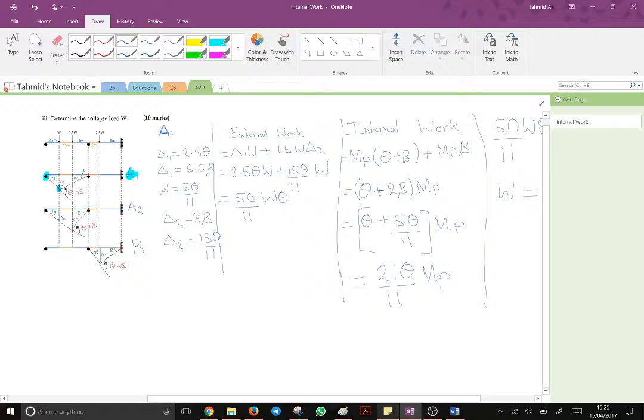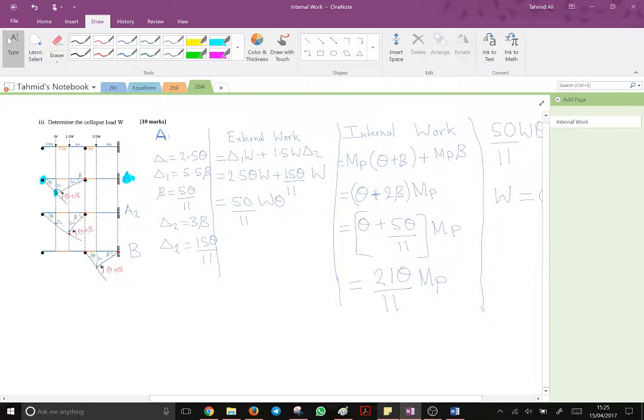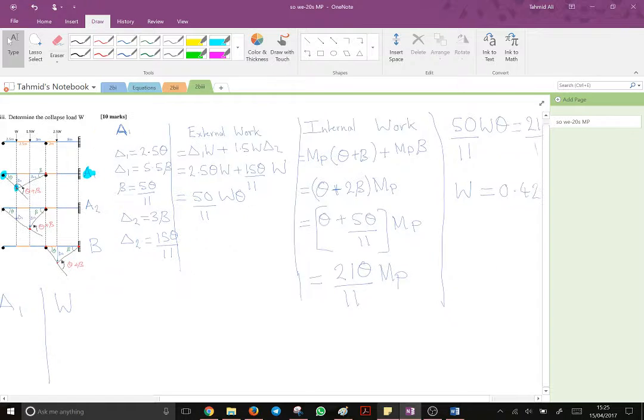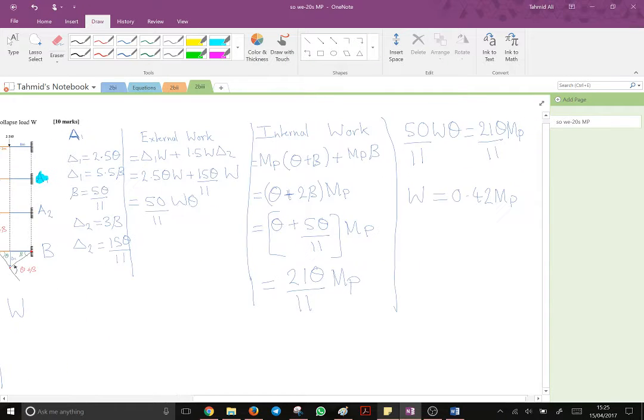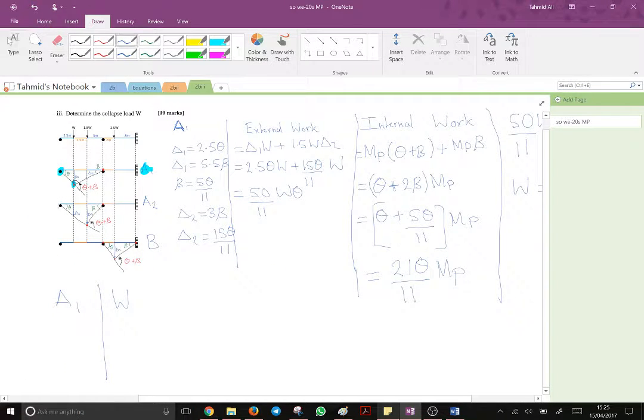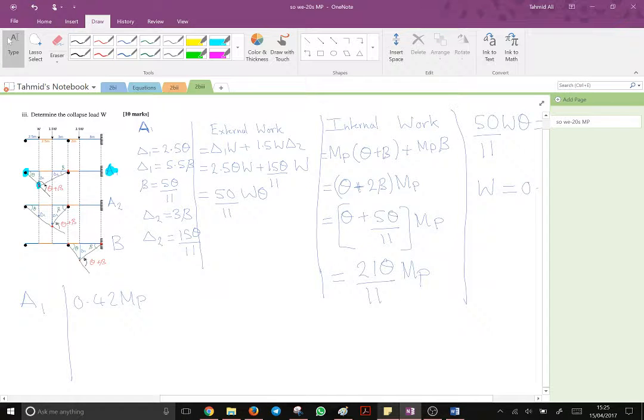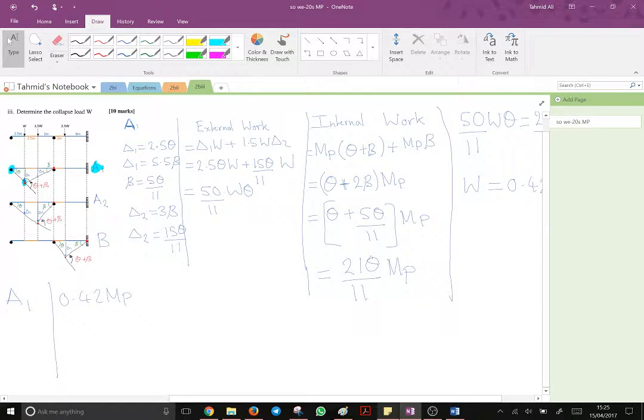Now, for the time being, let's leave that as it is, because we have to do this for each of these different collapse mechanisms, because we will get different values of the collapse load W. To know which one is the right value, it's the one that's the least. So at the moment, I'll just note down that A1 has a collapse load of W equals 0.42 MP. So we have to repeat this for the other two mechanisms.